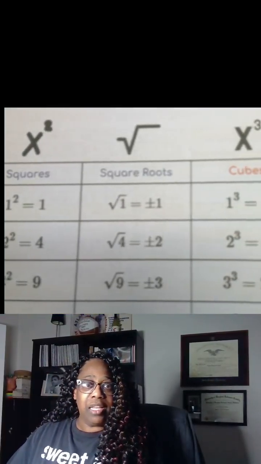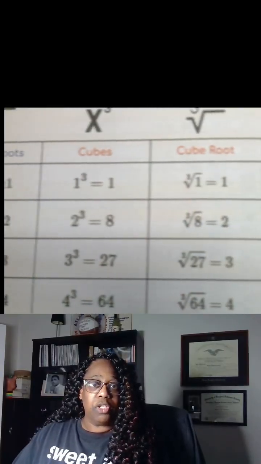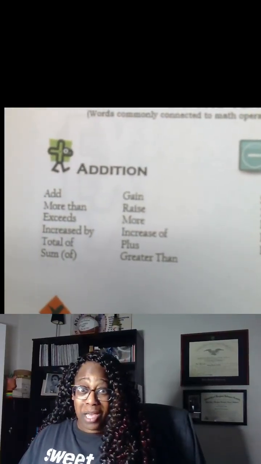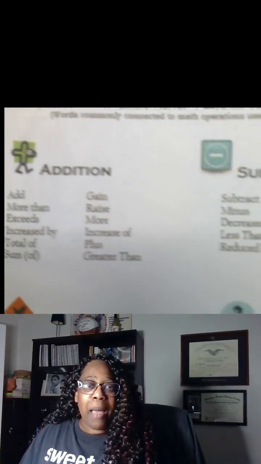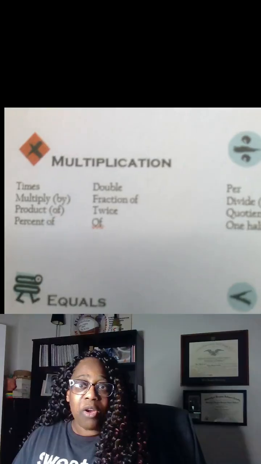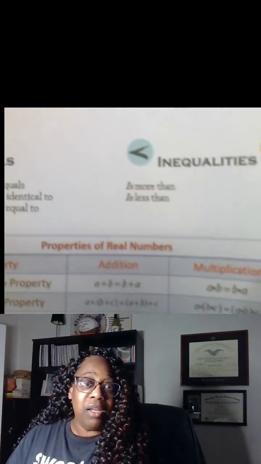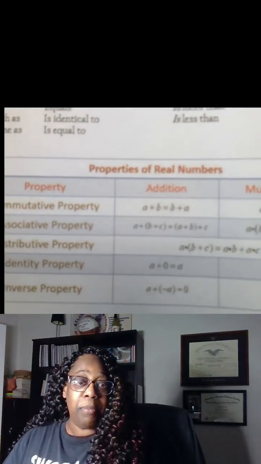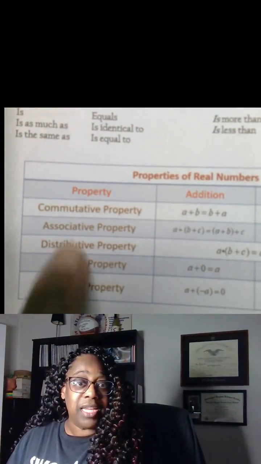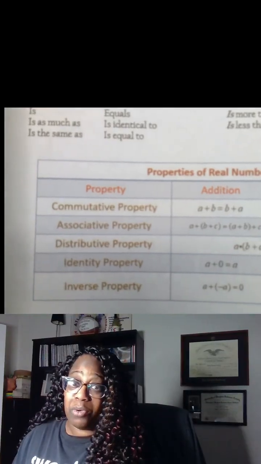Also, the whole listing of your perfect squares, square roots, cubes, cube roots. Also, word problems. Remember we were talking about that? What operation is representing which word problem? They're all listed here, okay? And even those properties of real numbers. We still do these in geometry. Yes, we do, especially when we're doing proofs, all right? So it kind of goes across it.